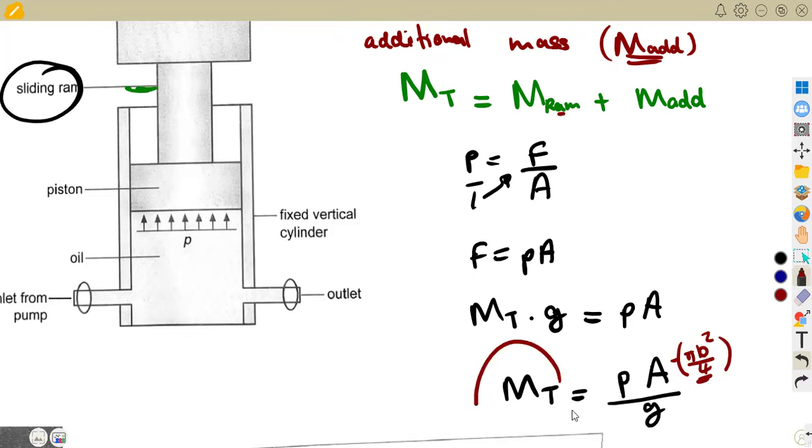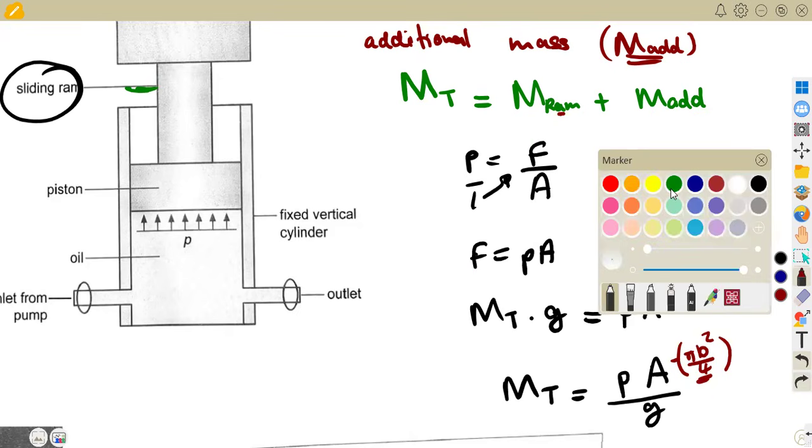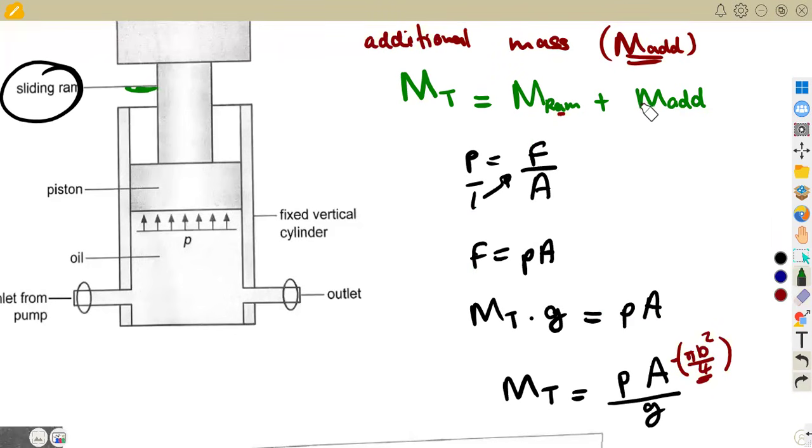So meaning to say from the total mass that we have, we can calculate this additional mass, because of the formula that we have stated that the additional mass plus the mass of the RAM gives us MT. So it follows that the additional mass is going to be, if we transpose this, MT minus M of the RAM. So that is the total mass minus the mass of what? Of the RAM. This is our additional mass.